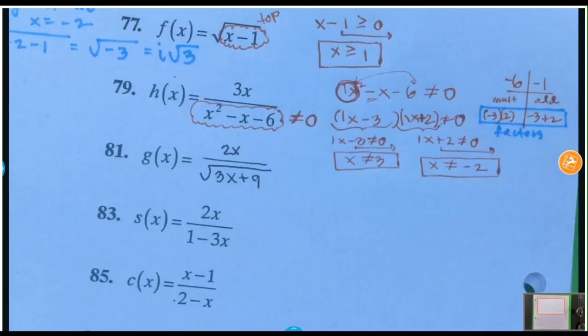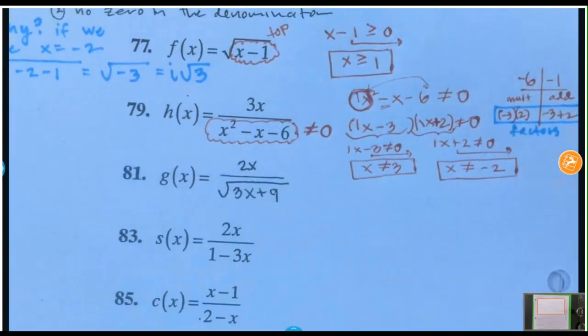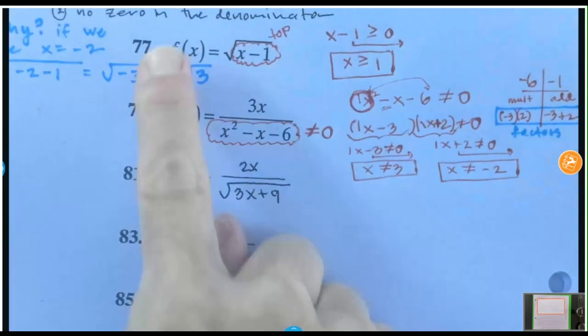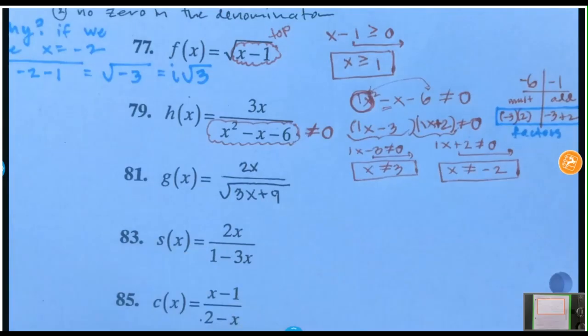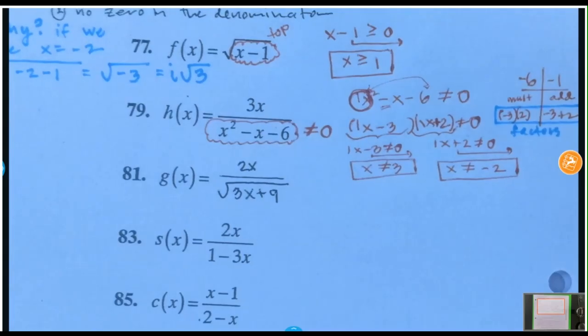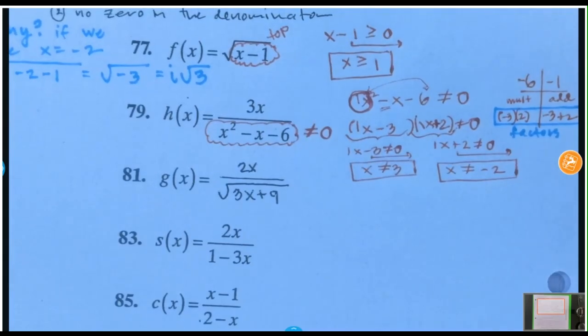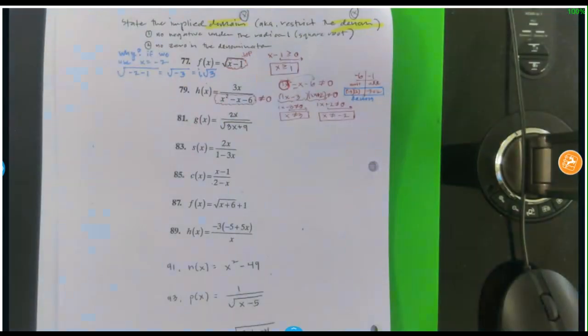We are saying, based on this equation, based on this function, these are all functions: f of x, h of x, g of x, s of x, c of x, they're all functions. Based on the function given to me in number 79, there are two numbers in the universe, only two, that cannot be. That's positive 3 and negative 2. Now, put your pencils down. I don't want you to write this down. I want you to pay very close attention.